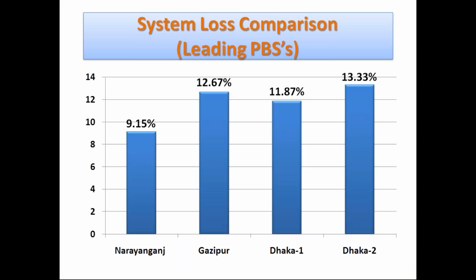System loss trend: I will share that with the improvement of our system and massive piloting, our system loss was 15% in 2006-07, and by 2012-13 it came down to 9.15%.